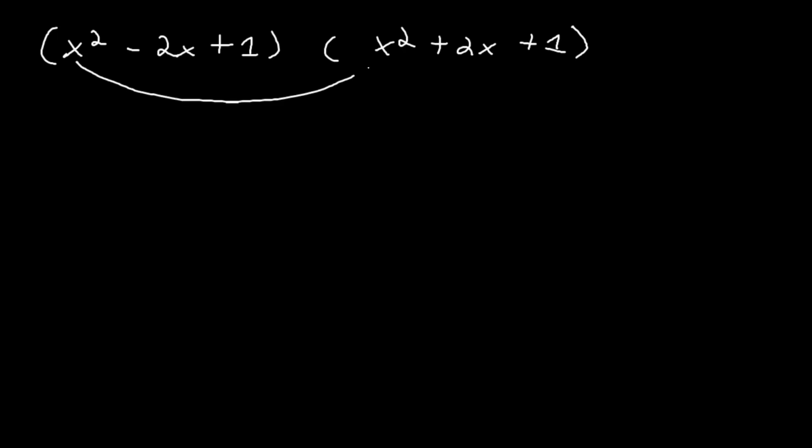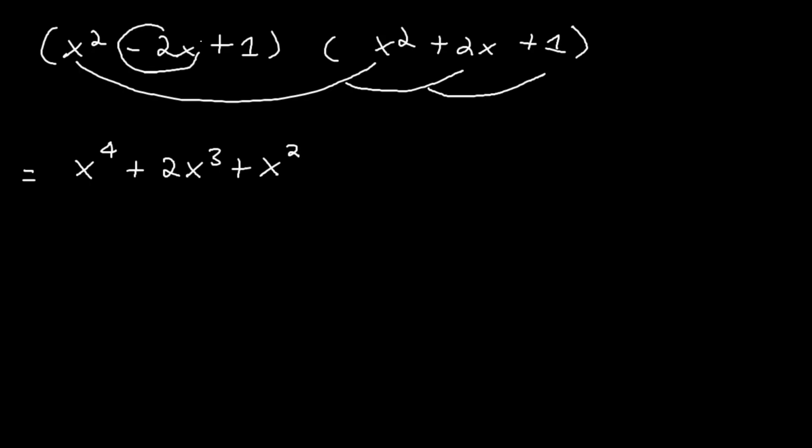Now let's use the FOIL method to multiply trinomials. Let's try to multiply two trinomials. Let's multiply x squared times x squared. That will be x to the fourth power. Now x squared times 2x, that will be positive 2x to the third power, and x squared times 1 will be positive x to the second power.